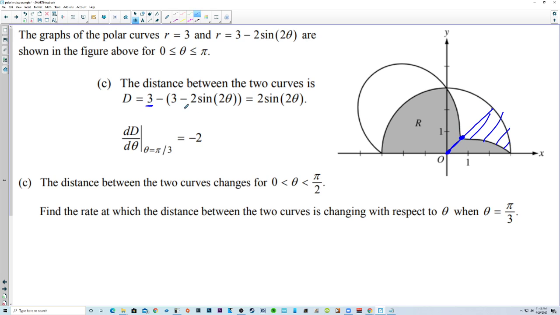So there's the 3 minus the other curve. And 3 minus 3 is 0, and then you get 2 sine of 2 theta. And we're evaluating the derivative of that, how it's changing. So this is the actual distance. This is how it changes. We're evaluating that when theta is equal to pi over 3. And we get -2.